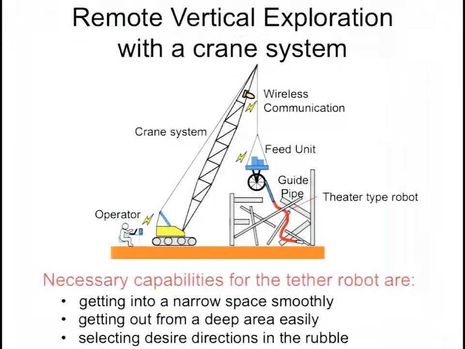We propose a remote vertical exploration with a crane system, which lifts a field unit to launch a tether robot into the rubble. In this case, necessary capabilities for the tether robot are getting into narrow space smoothly, getting out from a deep area easily, and selecting desired direction in the rubble.